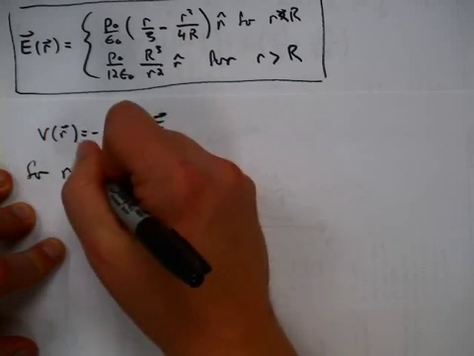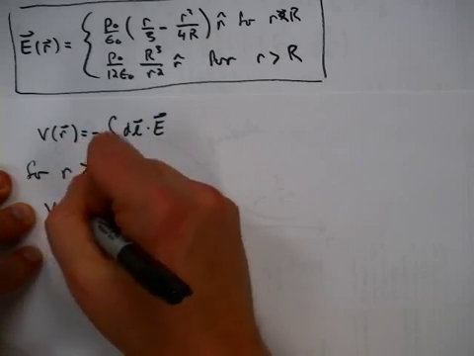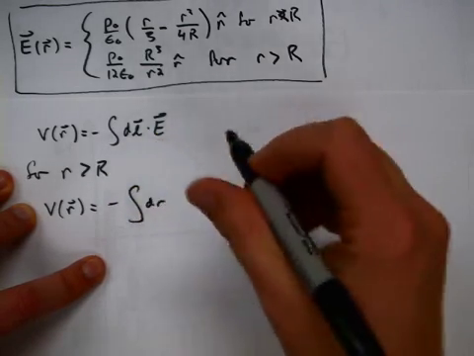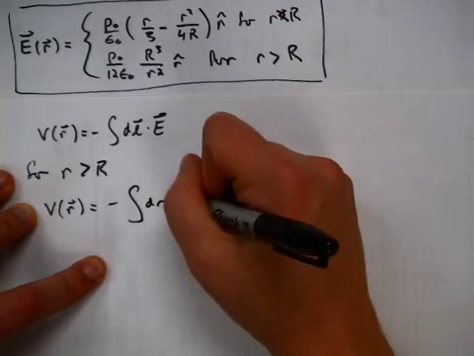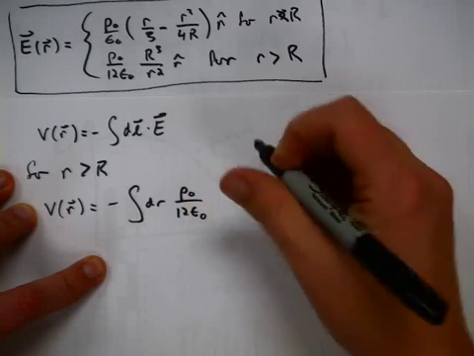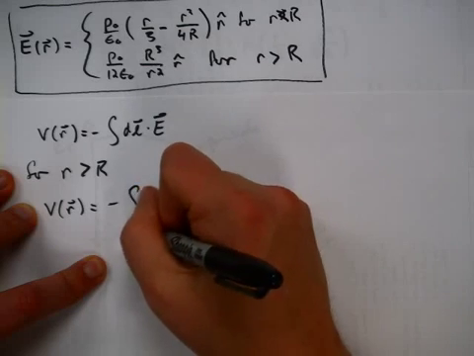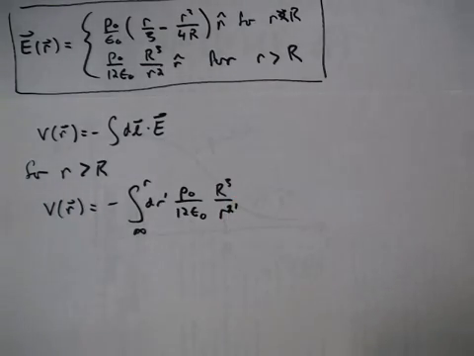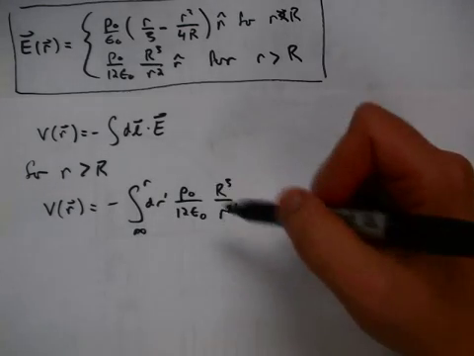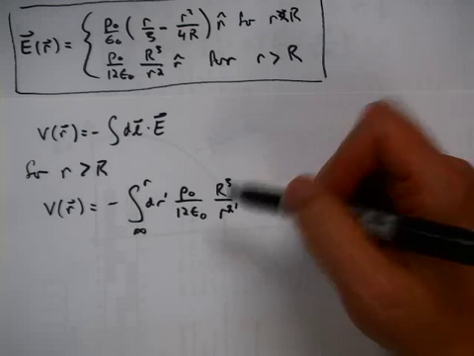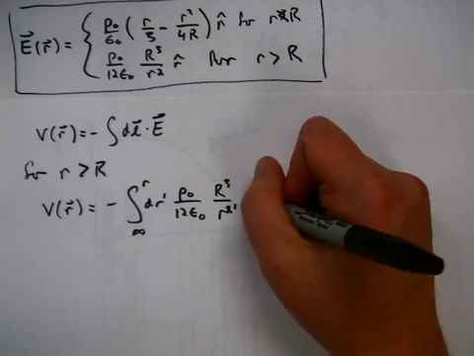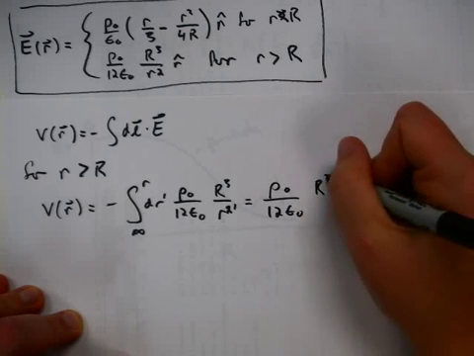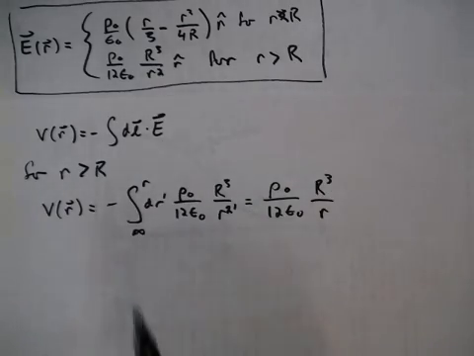For little r greater than capital R, V of r is going to equal minus the integral, where dl dot E is going to be dr times the radial component. This will be rho naught over 12 epsilon naught capital R cubed, from infinity to little r, so we'll put primes on the little r. The integral of 1 over r squared is just 1 over r, so that's pretty easy. This gives rho naught over 12 epsilon naught, capital R cubed over little r, and the other limit goes to 0 because at infinity it's 0.